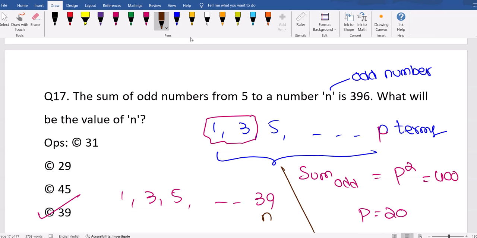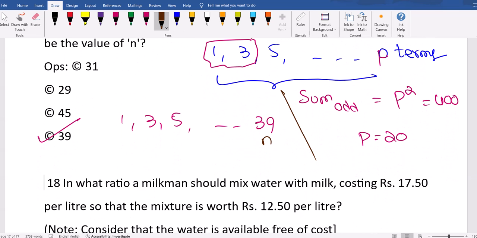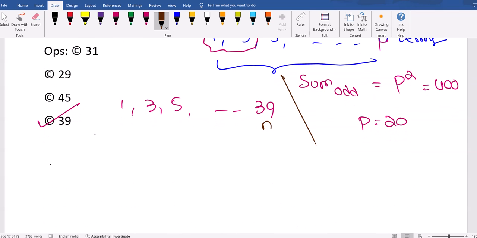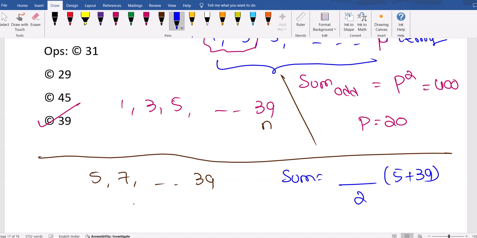And if you want to cross check using the verification method whether 39 is suitable or not, you can give a trial up to 39, with 5, 7, so on up to 39. The sum of terms in AP is the number of terms divided by 2 into first term plus last term. The number of terms: if it starts from 1 we need 20, but here 1 and 3 are missing. We'll get only 18 terms it seems.